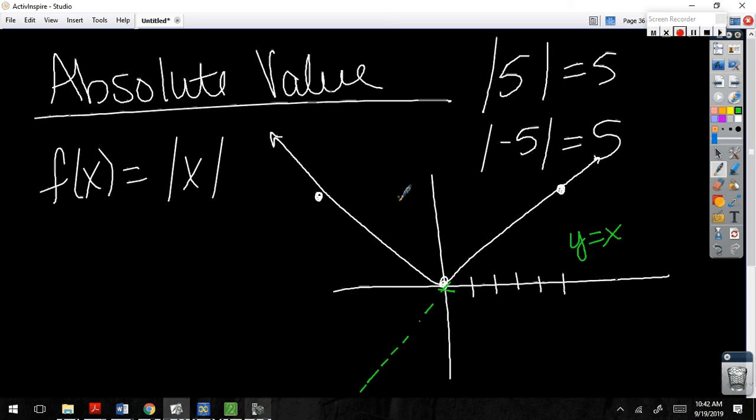Wait. Wait, how did you get... The absolute value of 0 is 0. Yeah. So do you have to do this? It would what?